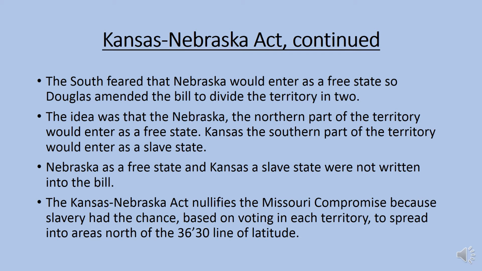The Kansas-Nebraska Act essentially nullifies the Missouri Compromise. We remember the Missouri Compromise from earlier, where we brought Missouri in as a slave state, Maine in as a free state, but also this idea that there was not going to be slavery north of the 36°30' line of latitude. So if Kansas or Nebraska had voted for slavery through popular sovereignty, that would have nullified the Missouri Compromise because both of those territories are above that 36°30' line of latitude.